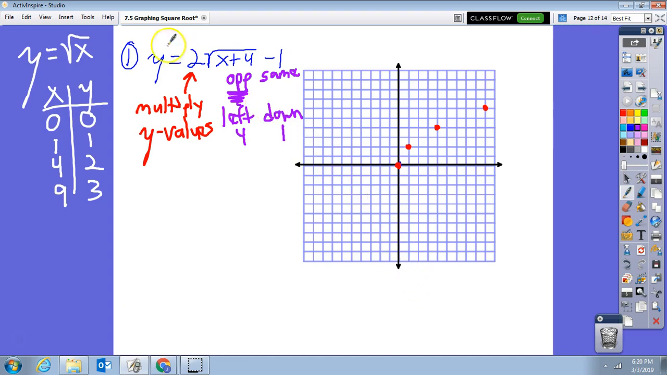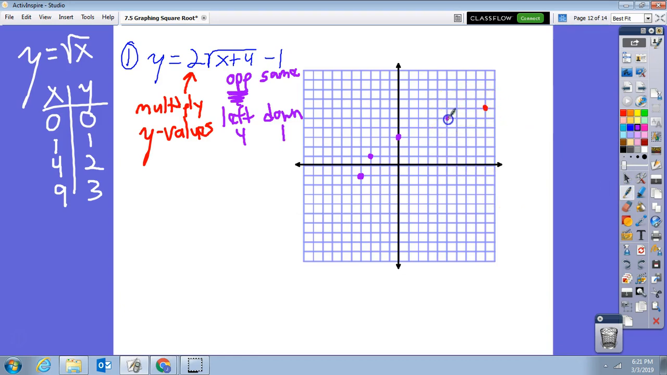So essentially, after you've multiplied all your y values and stretched it out twice as big, you just take every single one of these points right here and move them left 4 and down 1. So this one would move left 4 spaces and down 1. This one would move left 4 spaces and down 1. This one would move left 4 spaces and down 1. You could also erase these points as you do that, or if you want to leave them to compare and make sure you actually did it right, you can do that.